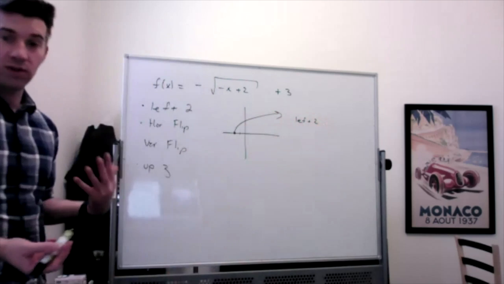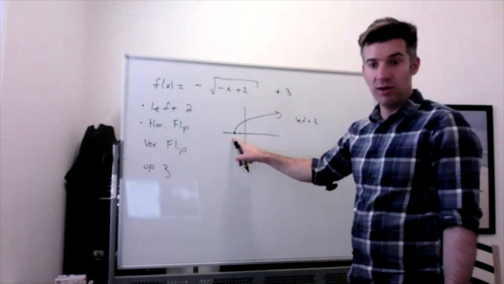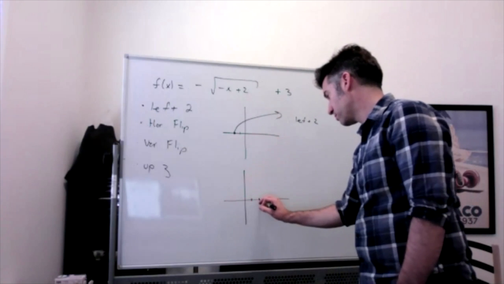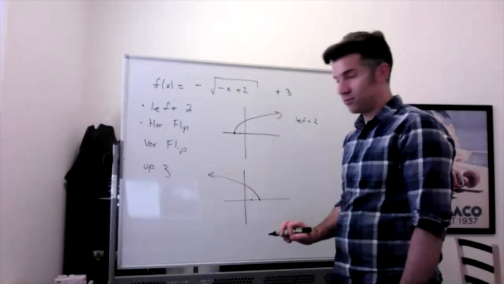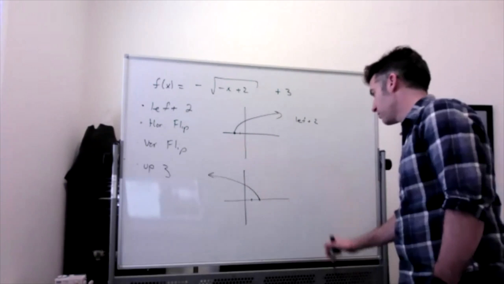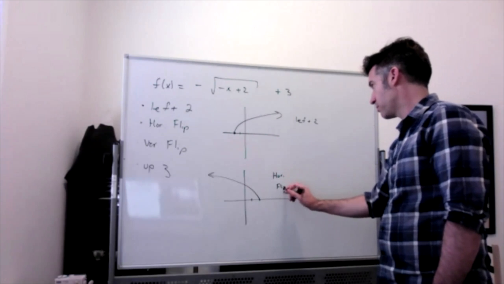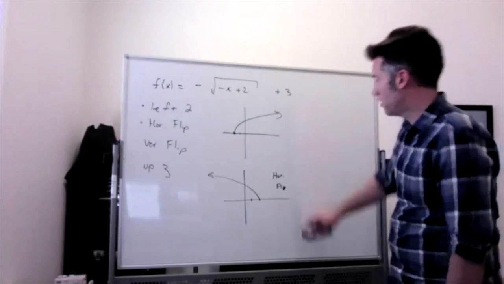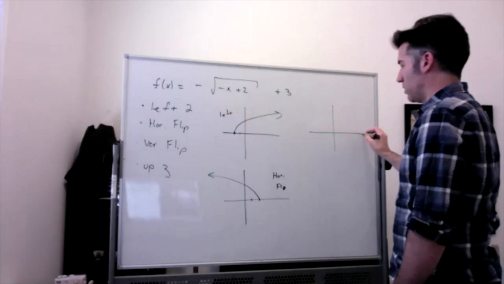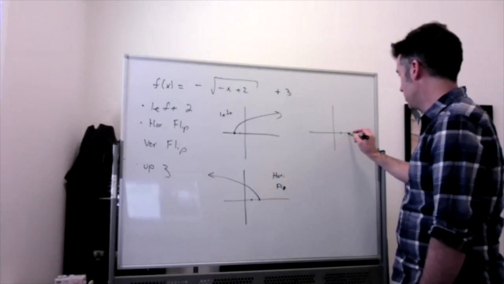Then I'm going to do the horizontal flip. So I'm going to flip it around the y-axis. So this point here at negative 2, 0 is going to be over here at positive 2, 0. So it's going to look like this. And then we're going to do a vertical flip, so flip it over this way. This is a horizontal flip. I have to erase this left 2 here. So then a vertical flip is going to flip it over this way.